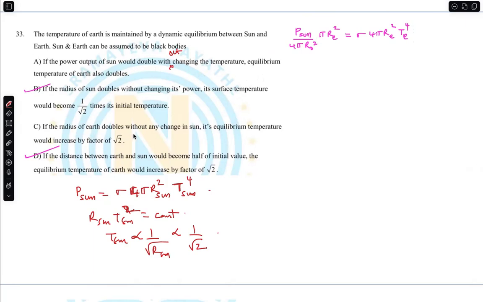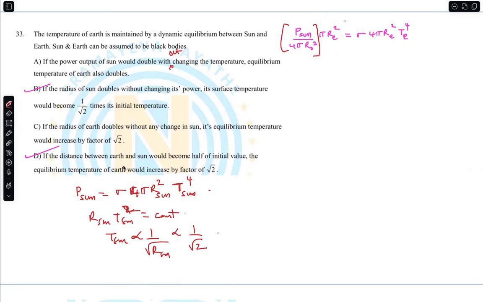If the radius of the earth doubles without any change in the sun, its equilibrium temperature would increase by a factor of root 2. Wrong. You said that this part is constant. Anyway, these two get cancelled. T E still depends on this fraction, which is a constant.